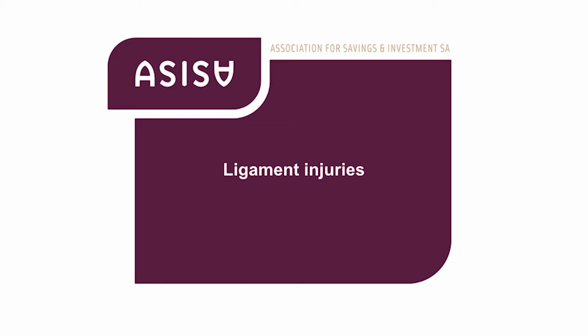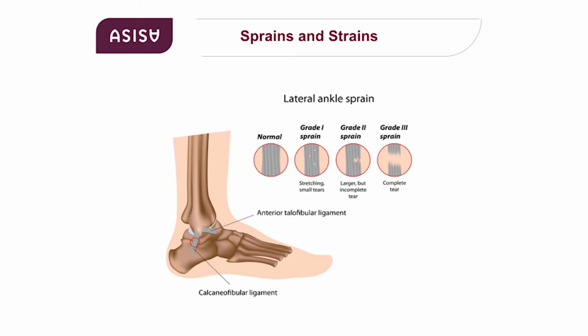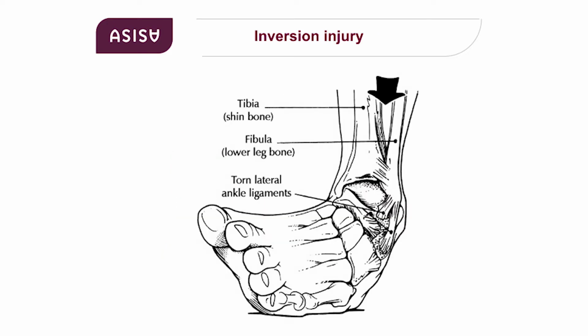Moving on to ligament injuries. I want to use the ankle as an example. A sprain is graded into 3 grades. A grade 1 sprain is where there is stretching of the ligament with maybe small tears. A grade 2 sprain is a larger but incomplete tear in the ligament, where a grade 3 sprain is a complete tear through the ligament. In ankle injuries, an inversion mechanism, that's where the ankle joint inverts, is the mechanism that leads to stretching or spraining of the ligament.